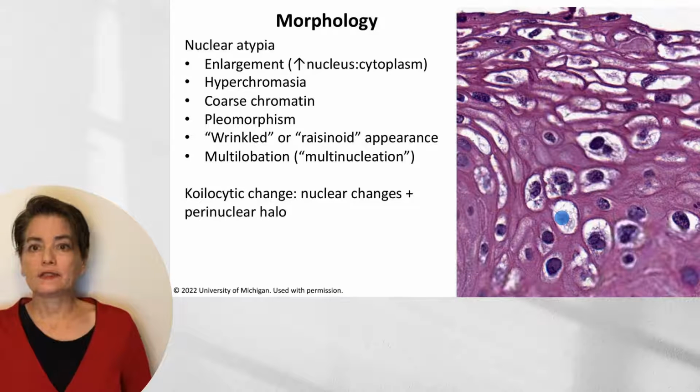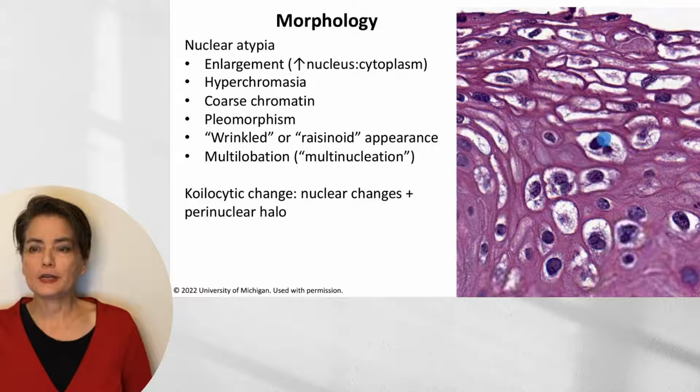And what we see here is enlargement of the nuclei. So you can see here, this is going to increase our nucleus to cytoplasm ratio. The nuclei are very dark. You can compare these hyperchromatic nuclei to some of the lighter ones over here. The chromatin is going to be somewhat coarse and clumpy, and we're going to see this pleomorphism, so this variation in size and shape across these different cells. The cells will have a somewhat wrinkled or raisinoid appearance, and in fact we can see here, this used to be referred to as multinucleation. We now know this is actually multilobation, so this is a single nucleus which has a very convoluted contour.